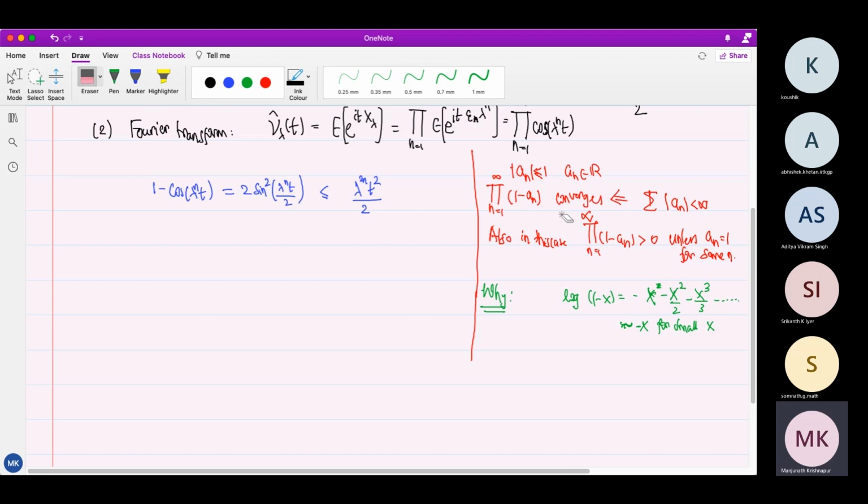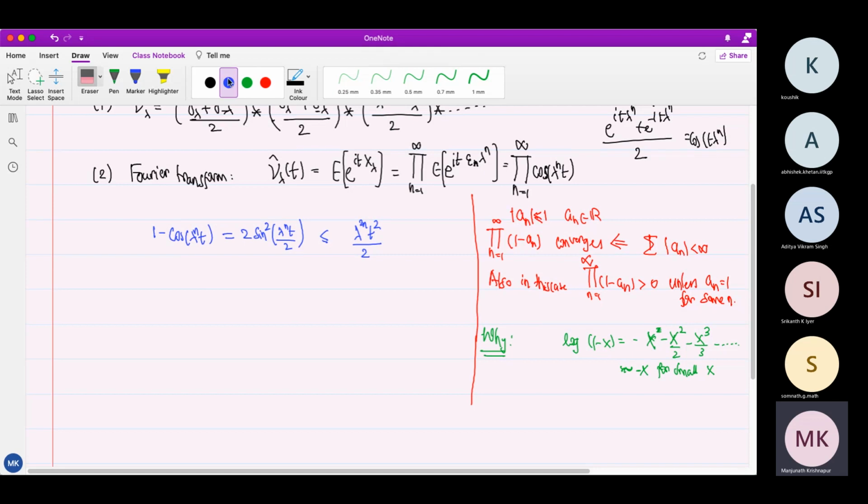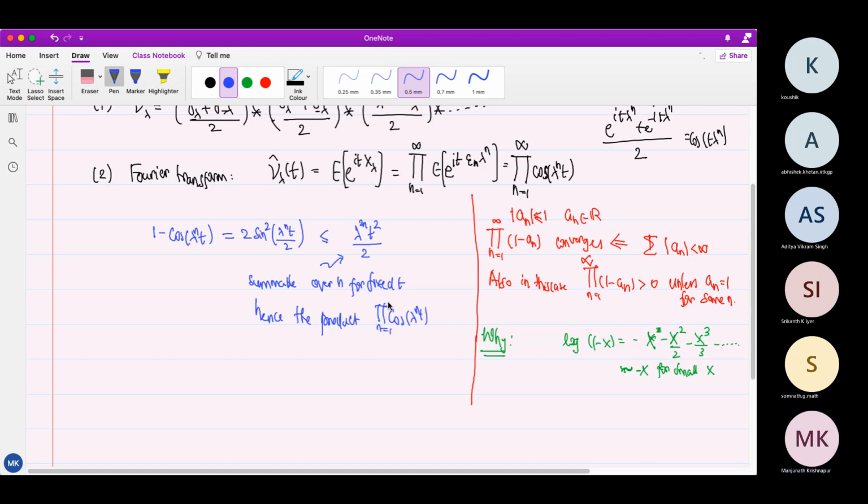So that's one way to see it. This is equivalent, sort of. So this is why this converges rapidly. It is summable over n for fixed t. Hence the product of cos lambda to the n t converges.